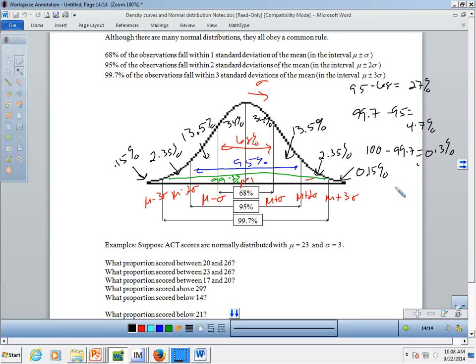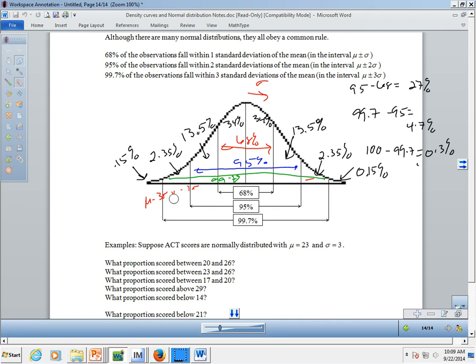But that's how you break down the pieces of this curve, and as long as we're talking about being a standard deviation away from the mean, then we can talk about the proportion of individuals that are within these certain intervals, right? So for example, suppose the ACT scores are normally distributed with a mean of 23 and a standard deviation of 3 points. Well, that means we're going to change some of this stuff, right?